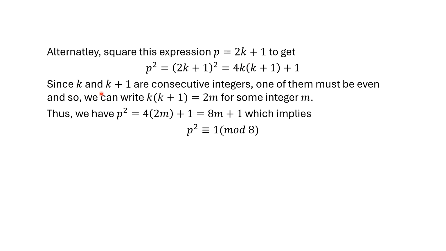And since k and k plus 1 are consecutive integers, one of them must be even, so we can write k times k plus 1 as 2m for some integer m, and then we get p squared equals 4 times 2m plus 1, which is 8m plus 1, and that implies that p squared is congruent to 1 mod 8. So that's pretty simple. I didn't see that initially. I kind of beat it over the head on the first solution, but clearly this is a better way to do it.